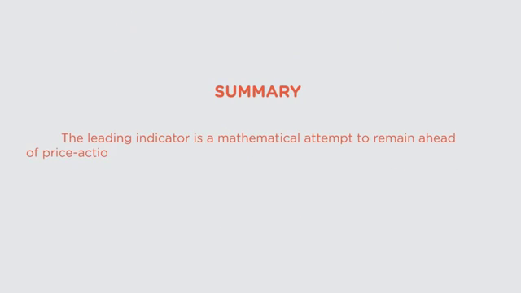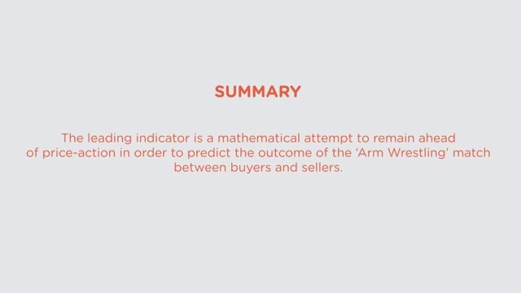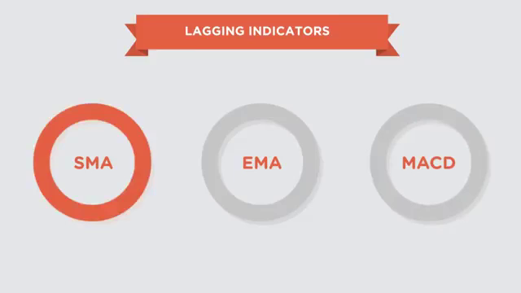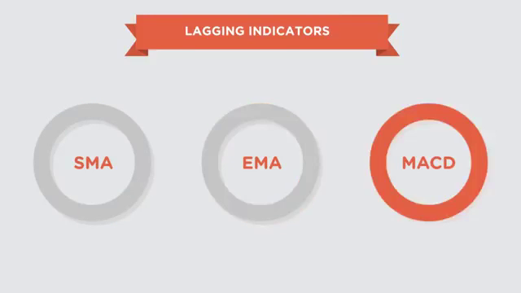To summarize, the leading indicator is a mathematical attempt to remain ahead of price action in order to predict the outcome of the palm wrestling match between buyers and sellers. Let's move on to lagging indicators now. The simple moving average, the exponential moving average, the MACD, and a few others belong to the class of lagging indicators. Their signals to buy or sell lag behind the market trend just a bit because they first want to make sure that the unfolding trend is real. The lagging indicators tell the trader of the trend after it has materialized in the market to provide a confirmation.